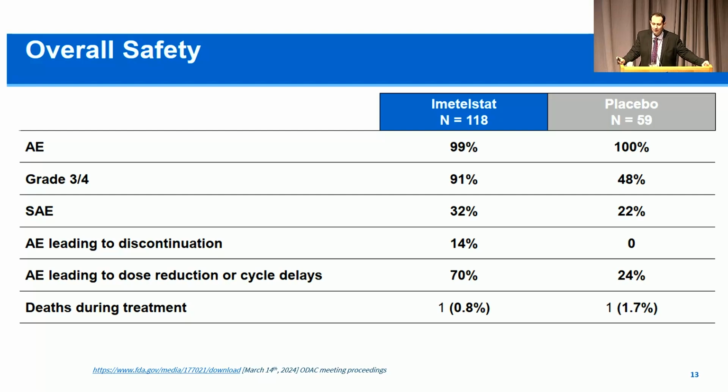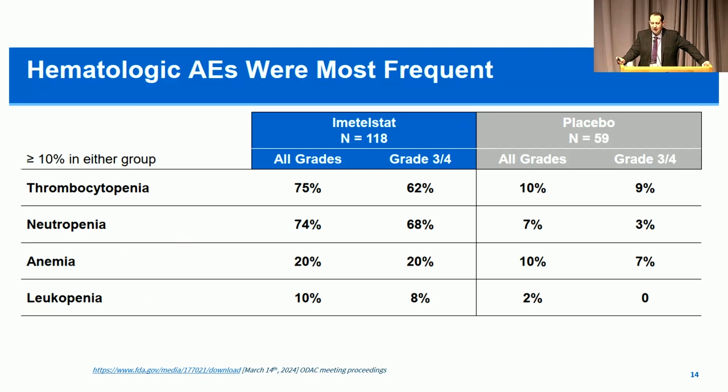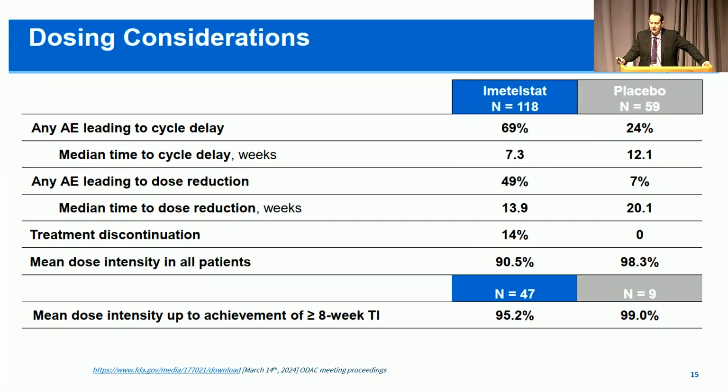However, is it safe, and are there any safety concerns? There were grade 3 to 4 AEs in the imetelstat arm that were higher than placebo, mainly hematologic, and we'll delve into the details in the next few slides. Importantly, only 14% of patients discontinued treatment due to an AE. The hematologic AEs were most frequently thrombocytopenia and neutropenia, grade 3 to 4 in 60 to 70% of patients. And dosing consideration is quite important because although some of the AEs did result in treatment delays, the mean dose intensity in all patients was 90%, and the mean dose intensity in those who achieved an 8-week TI was 95%.